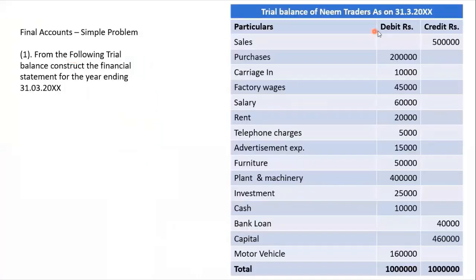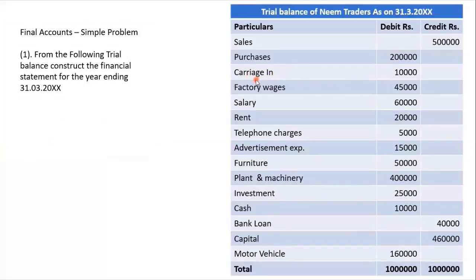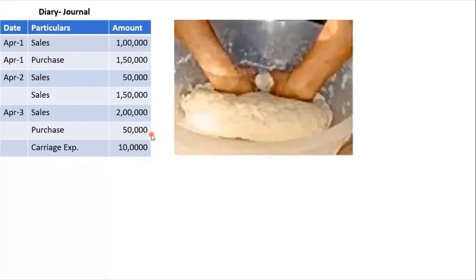But when we see the trial balance, we also have other money related transactions. Purchase is there, carriage in is there, factory wages is there. So we are going to record purchase transactions also in the same diary. Whenever purchases happen, we are going to record that too. So we have purchases on April 1st and on April 3rd. Then there is carriage inward, so that also we are going to record. Say if the carriage expense is incurred on April 3rd, we are going to record it. Likewise, all financial transactions, we are going to put in one place, and we have recorded them.